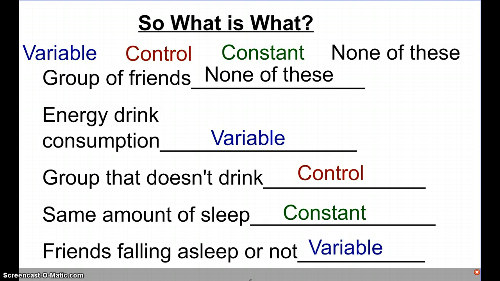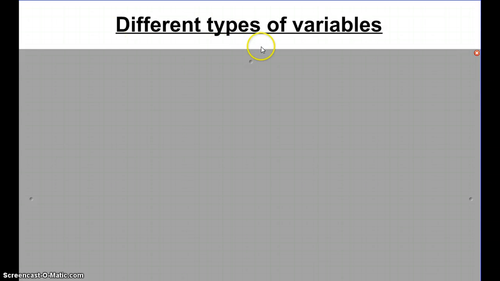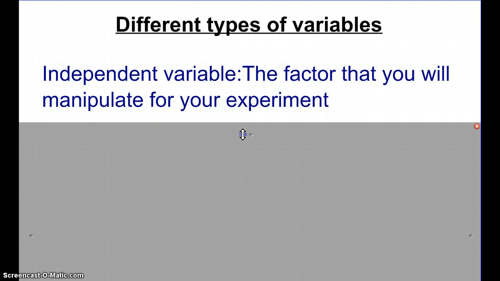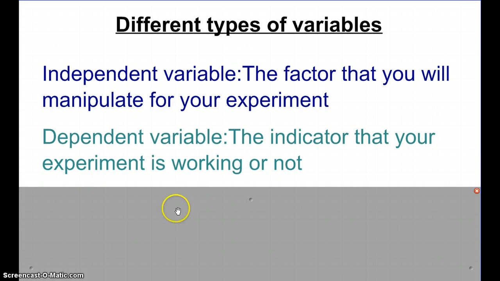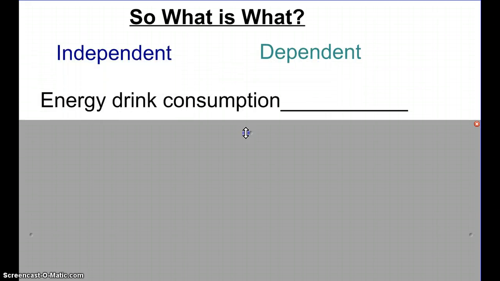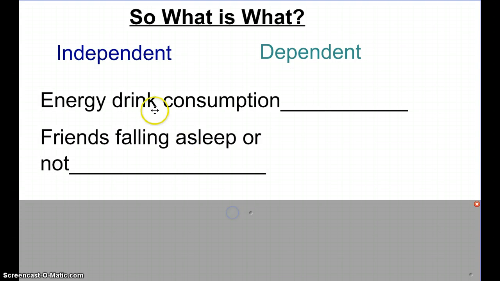Now, there's something important to note about variables. There are 2 types of variables that exist out there in experiments. There's the independent variable, it's the factor that you will manipulate for your experiment. And then there's the dependent variable, that is the indicator that your experiment is working or not. So, let's go ahead and see what is what. Is the energy drink consumption independent or dependent? And is your friends falling asleep or not independent or dependent? Go ahead and take a few minutes to figure out if what you think is correct, and we'll go ahead and review.